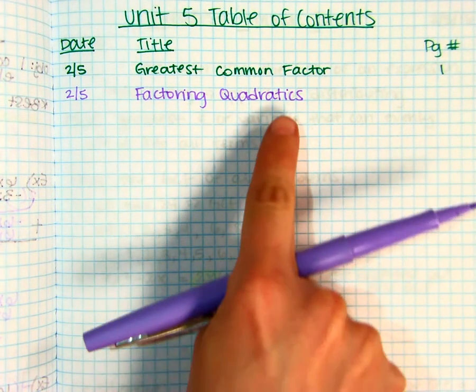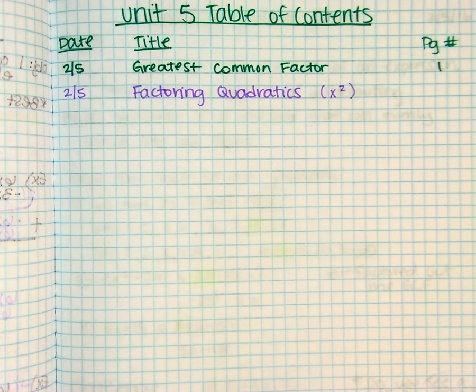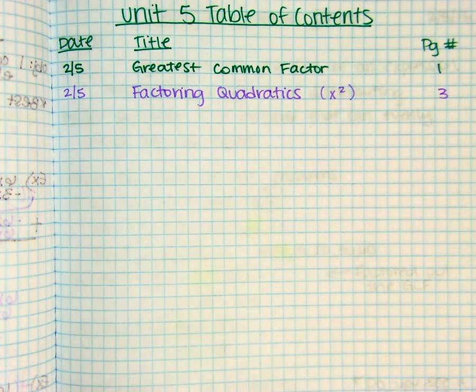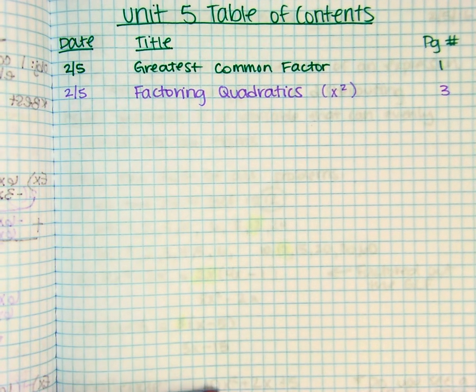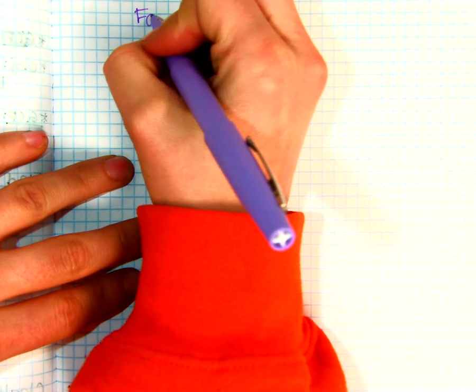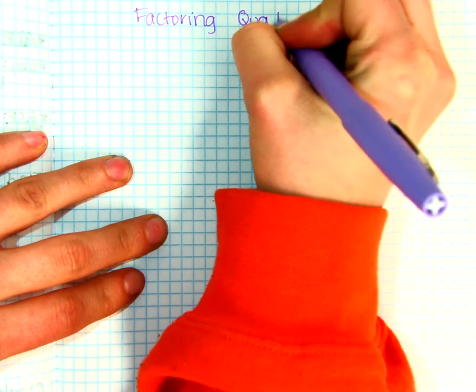A quadratic is something that has a squared term. Alright, it might be an x, it might be something else. Mine's going to be on page 3. Take a minute to get yours set up, and then go ahead and turn to the page. So, factoring quadratics.